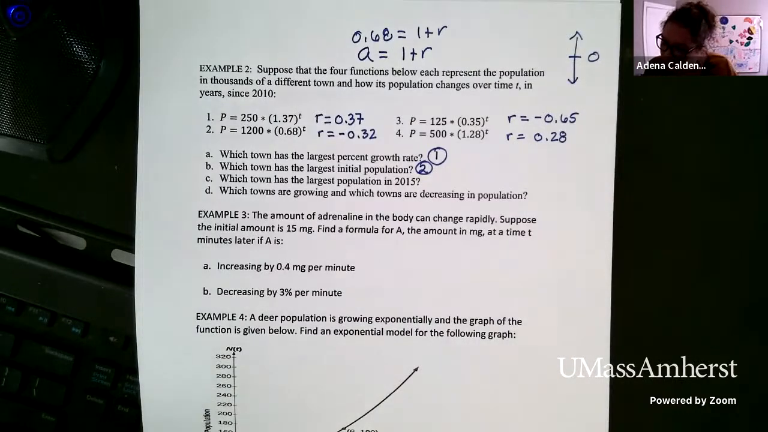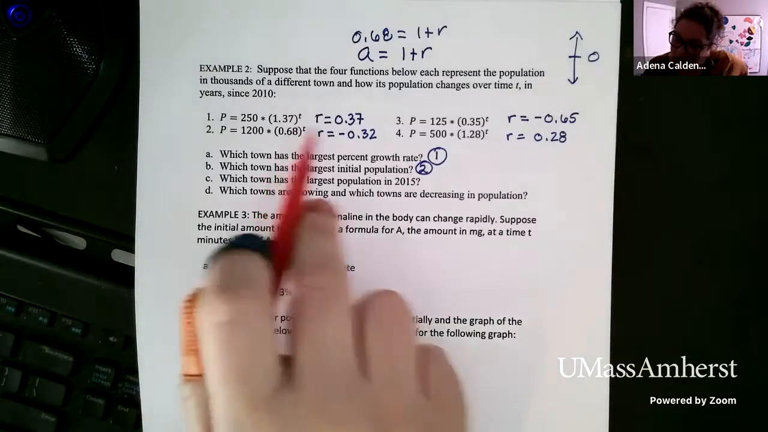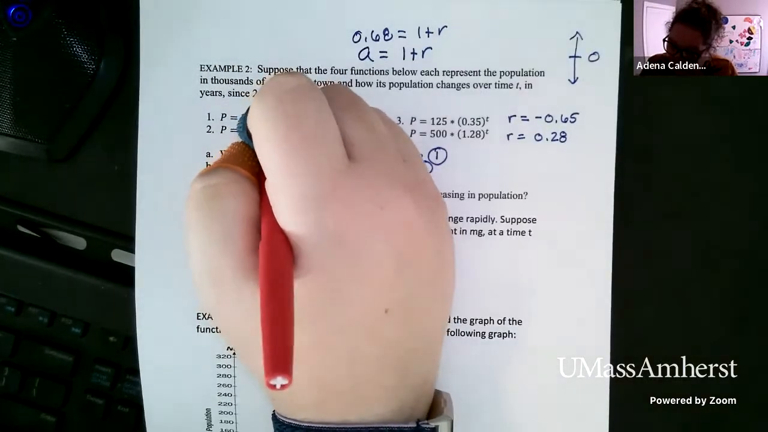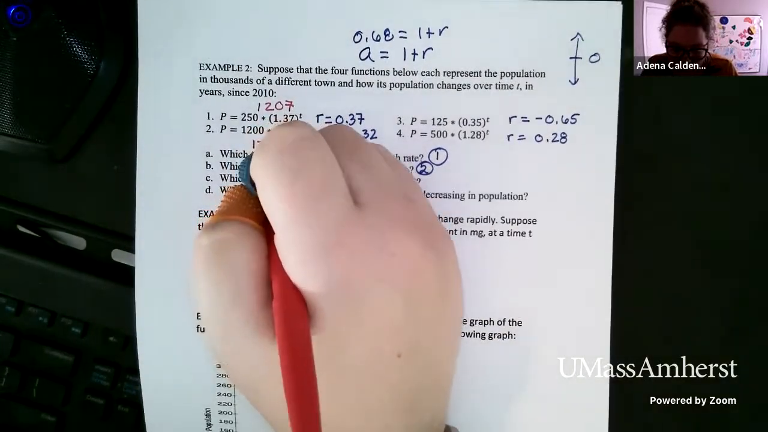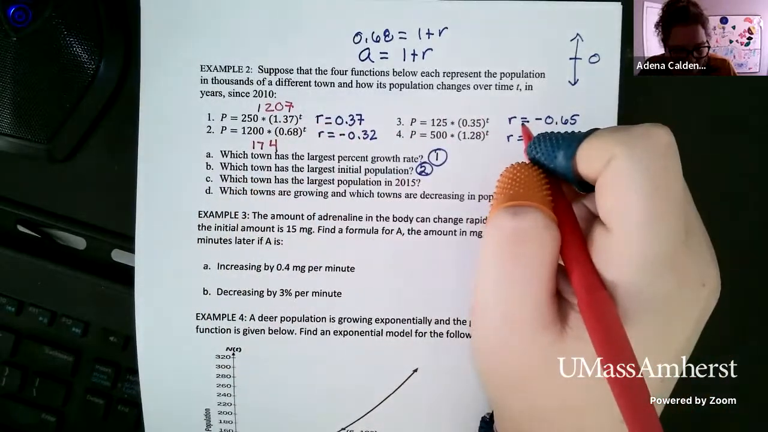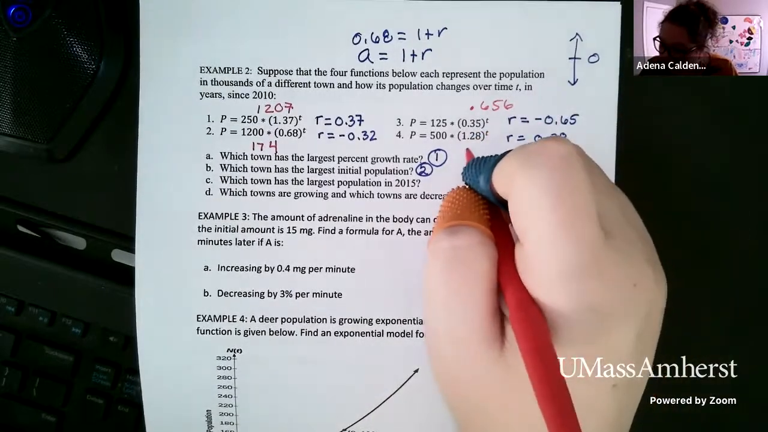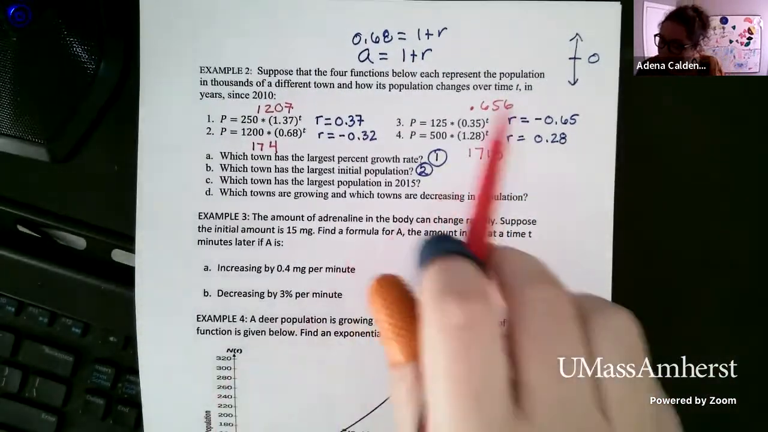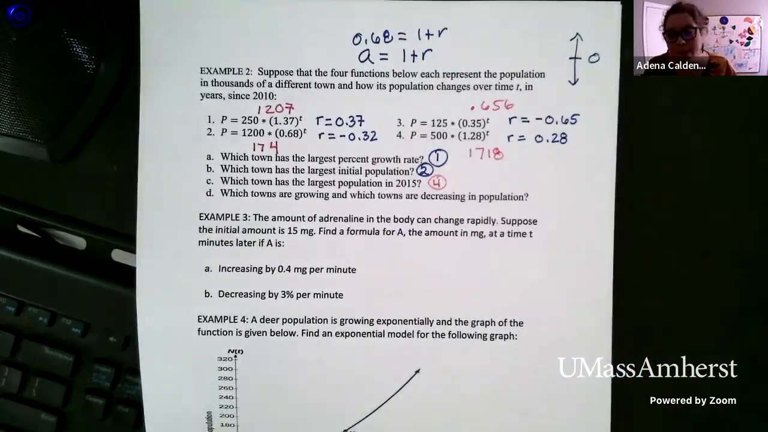For part C, which town has the largest population in 2015? So that means that we would need to plug in a 5, right, into each of these models to see the size of the population after 5 years. So for the first one, we're going to get 1207 when we plug in a 5. For the second one, we're going to get 174. For the third one, we're going to get 0.656. And for the last one, we're going to get 1718. Okay, so comparing all those values, we see that town number 4 has the largest population after 5 years.